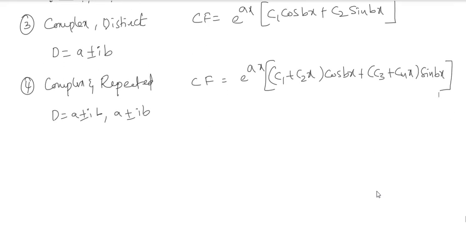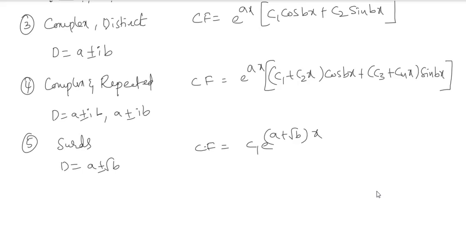The next one is the surd. Sometimes they will ask you the surd also, that is D equals a plus or minus root b. For this, the complementary function, you will have two options. One is you can write c1 e to the power of (a plus root b) into x plus c2 e to the power of (a minus root b) into x.